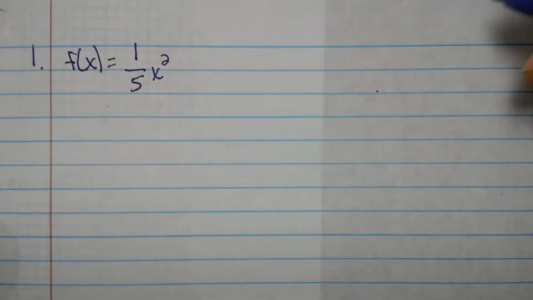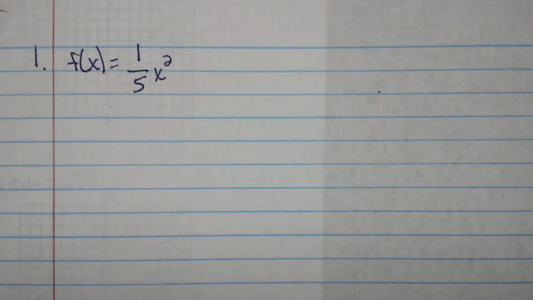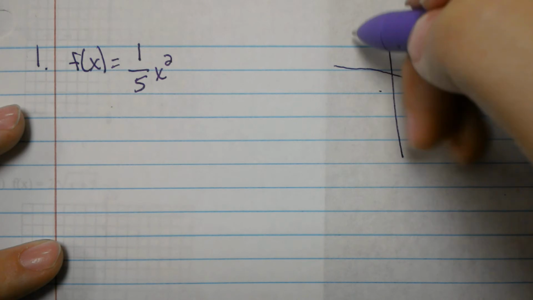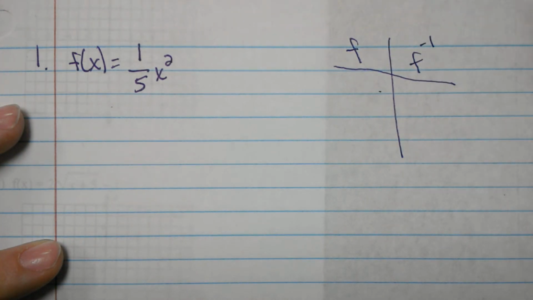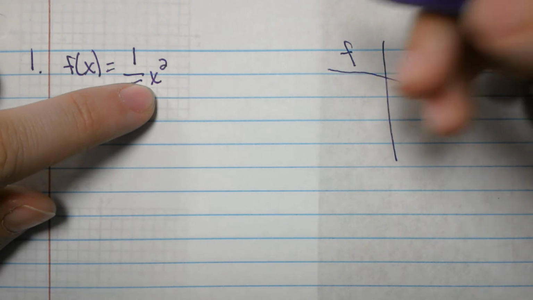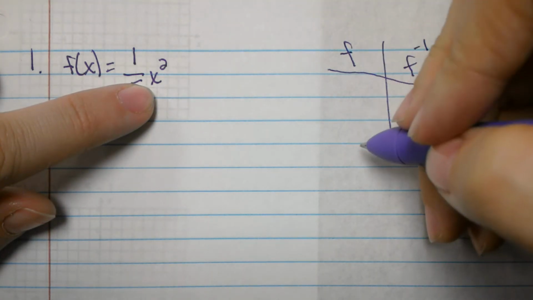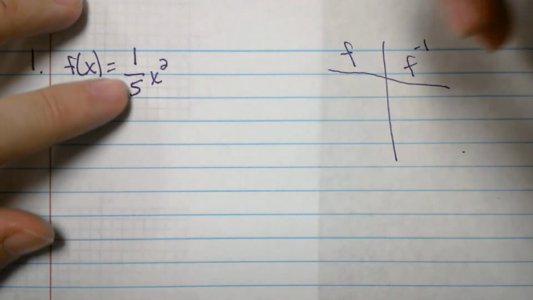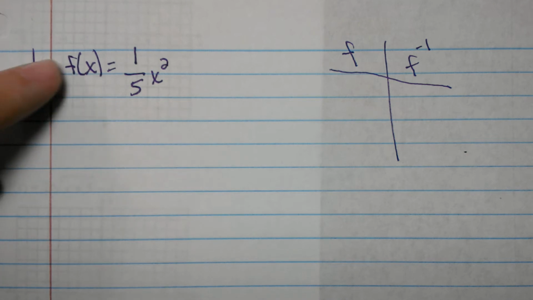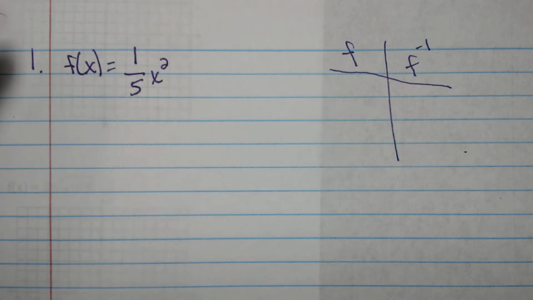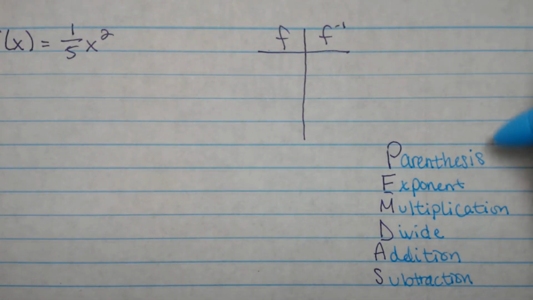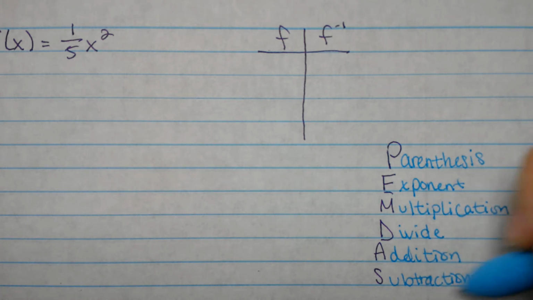So for these, I'm trying to find the inverse, and I'm going to graph the original and the inverse on the same grid. So that's where you make the table for F and F inverse. You're going to start by looking at your operations and writing a table of your operations, where you start with X, and then you follow PEMDAS to follow your order of operations. Just a reminder, PEMDAS is the parentheses, the exponent, multiplication, division, addition, and then subtraction.